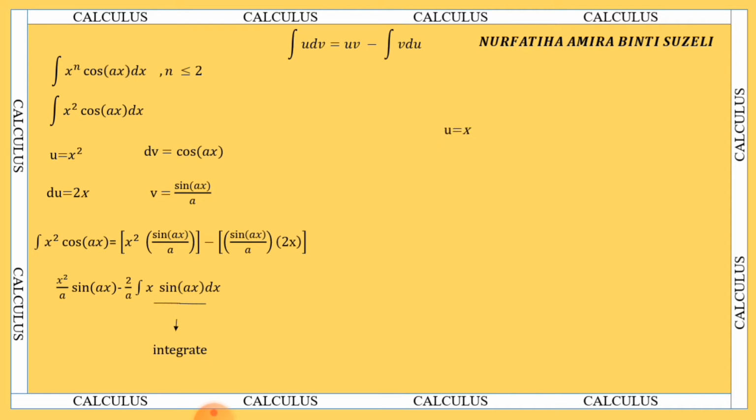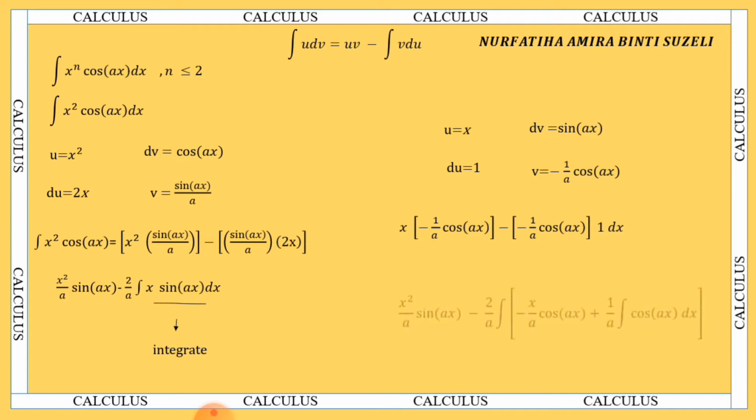So you let u become x, dv become sin ax dx, du become 1 dx, and v equals negative 1 over a cos ax. So x times negative 1 over a cos ax, minus negative 1 over a cos ax times 1 dx.